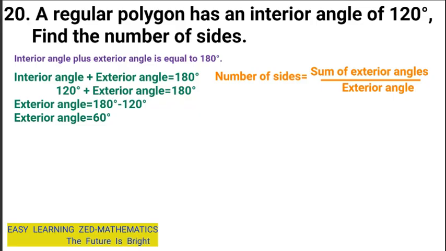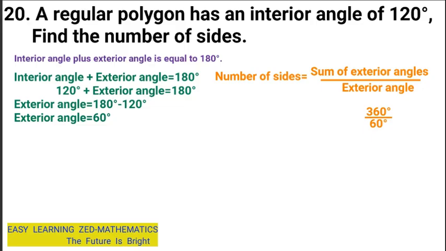So where there is the sum of exterior angles, we're going to write 360 degrees over the exterior angle. Okay, so we found that the exterior angle of this regular polygon is 60 degrees, so we're going to write divide by, or over, 60 degrees. Now once we have written it like that, we can divide 360 degrees by 60 degrees. When we divide 360 degrees by 60 degrees, it's going to give us 6.